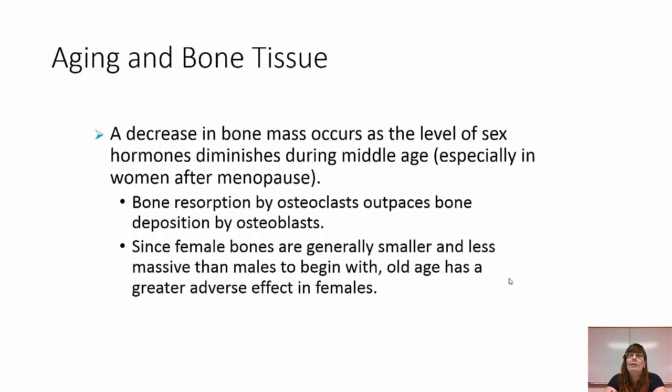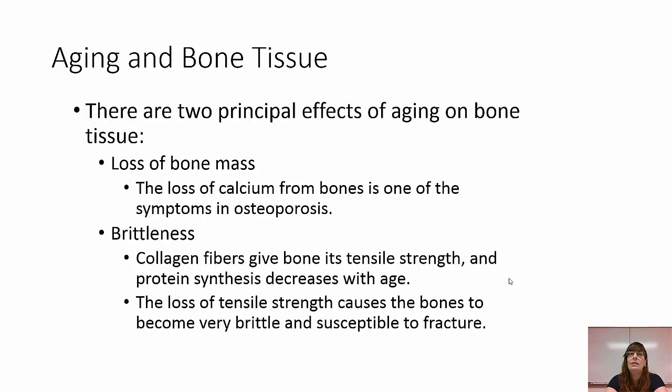As we age, of course, everything starts to go down, so we have a decrease in bone mass. Our sex hormones diminish as we start to enter middle age, especially in women after menopause. So women are really prone to bone disorders and breaks after falls because of this. Basically what happens is our bone resorption by osteoclasts starts to go faster than our bone deposition by osteoblasts. So we're breaking down bone faster than we're replacing it. Female bones are usually smaller and less massive than males to begin with, so females are more impacted by aging than males are. But males are still impacted.